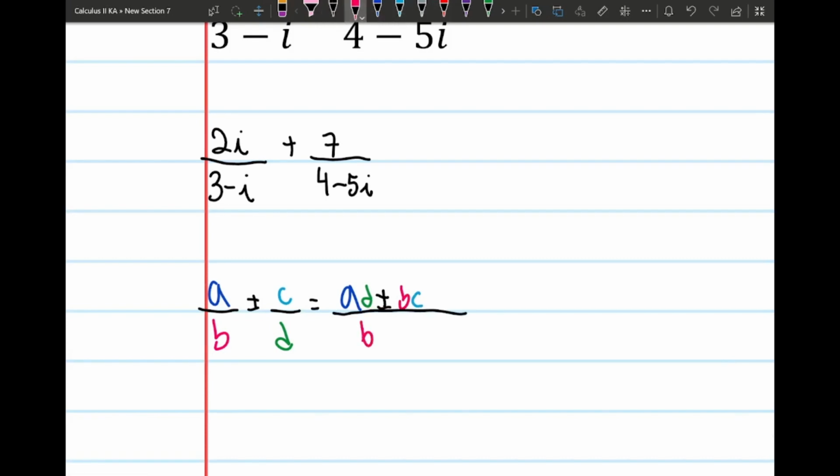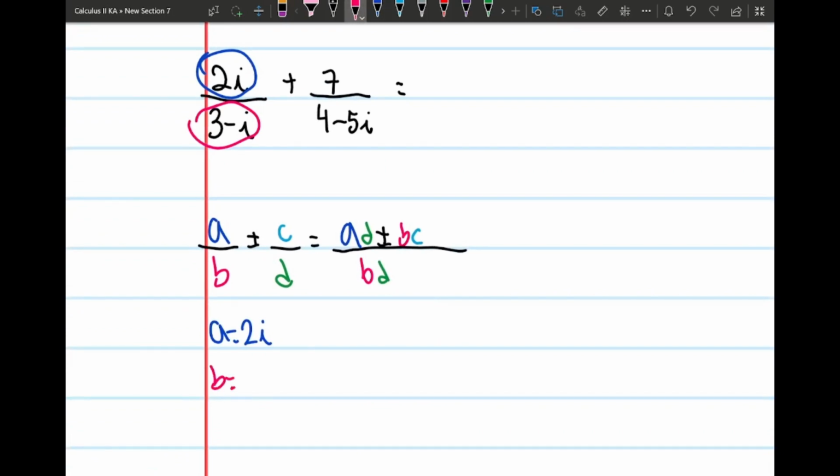Of course, if there were something like a quadratic in the denominator or something we can factor, then I would do that first. But here, even though they're imaginary, they're just in terms of i, so we don't really have to do anything in terms of factoring, since this is a little different than adding actual rational expressions. So let's make A equal to 2i, and then B is going to be 3 minus i. I'm just labeling everything here.